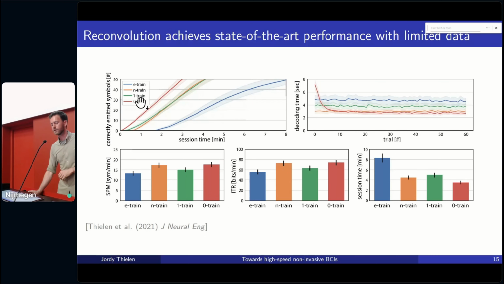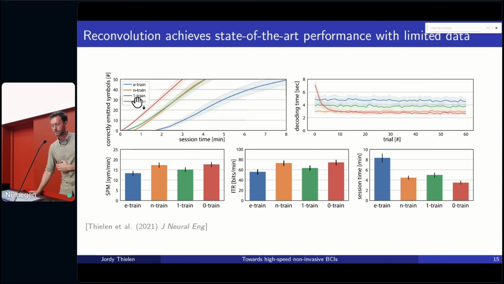What I'm showing at the top here is essentially the correctly emitted symbols over the entire session. I'm not starting time 0 at the point that we start using the speller for online use, spelling characters. But t equals 0 here is the start of this session, where we start accumulating training data for some of the methods. So this is really session time. We see that ZeroTrain, of course, starts emitting symbols right at the start. But the eTrain version, which has to average over all these trials, needs a large bag of training data, so it starts emitting symbols only later.